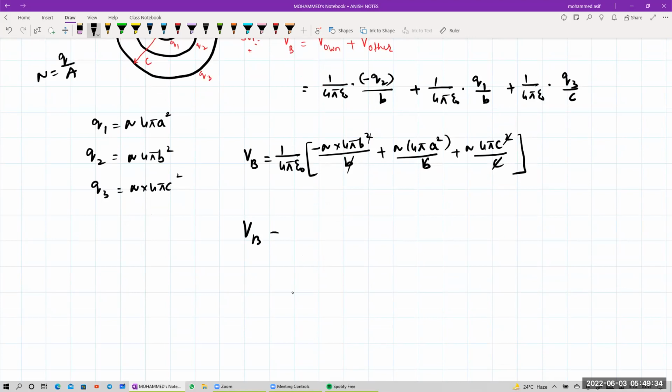Potential of your B will be equal to 4 pi is common everywhere, 4 pi, 4 pi, 4 pi, this 4 pi will get cancelled, isn't it? The sigma will also be common, so sigma divided by epsilon naught into here it will be equal to A square minus B square divided by B plus C. So this will be the potential.